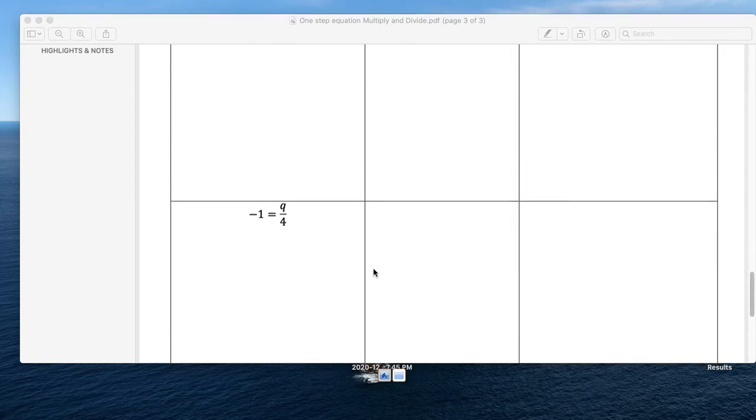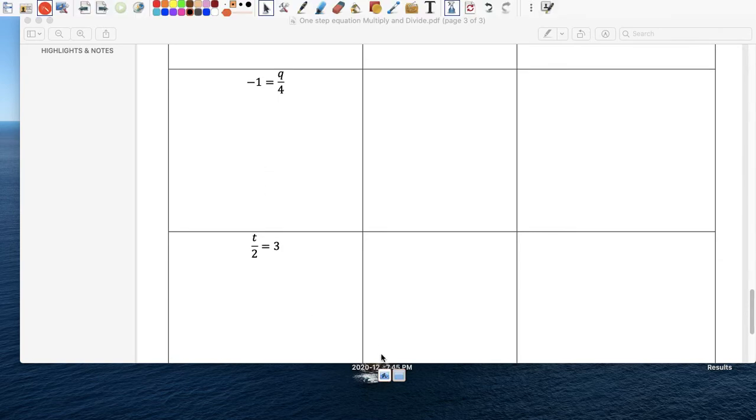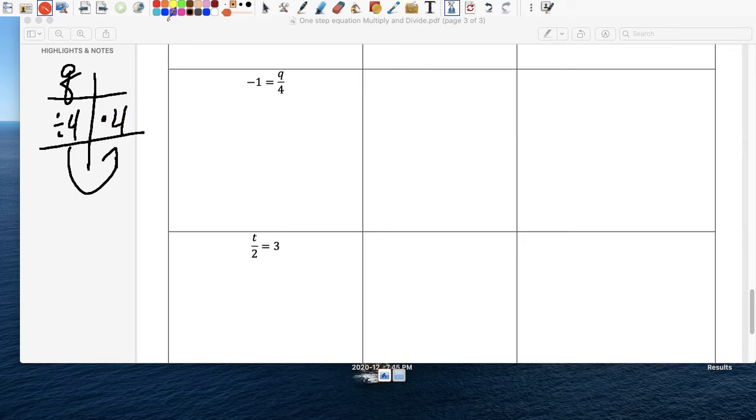Oh, I didn't do any of these fractions. Okay, all right. Where are we? Okay, variable q. It's being divided by 4. To undo that, I have to multiply by 4 on both sides.